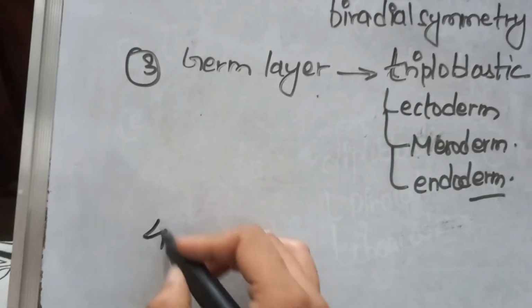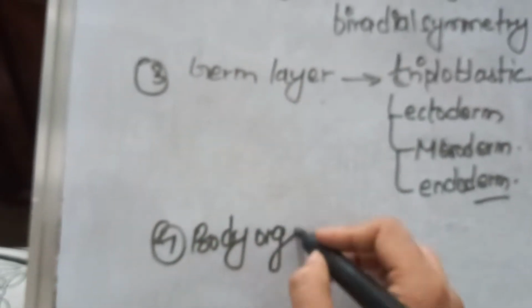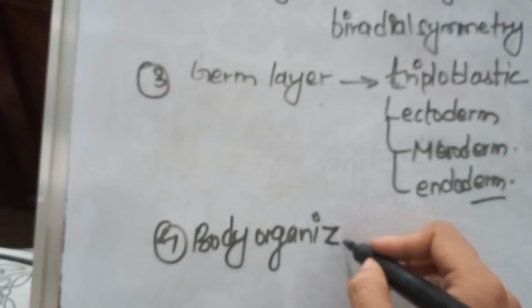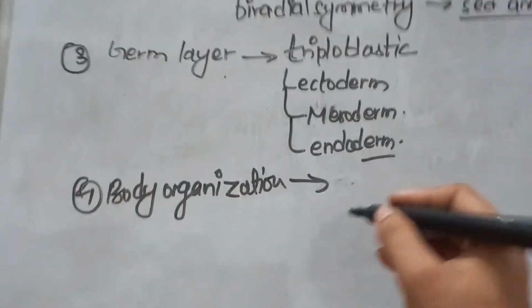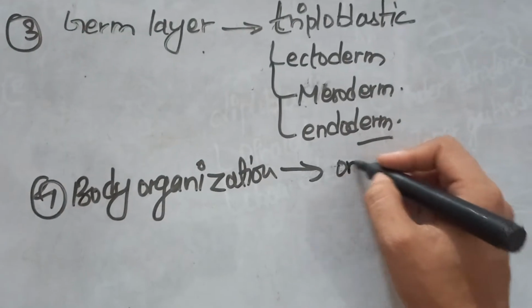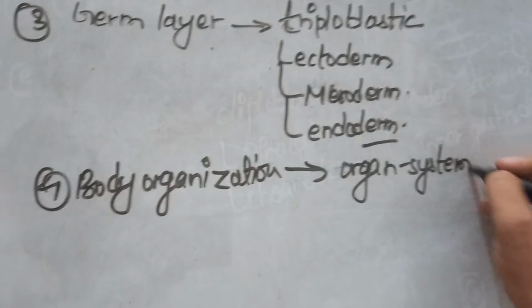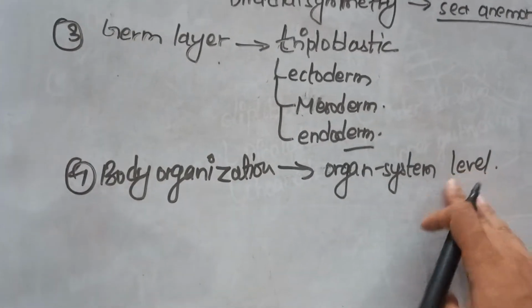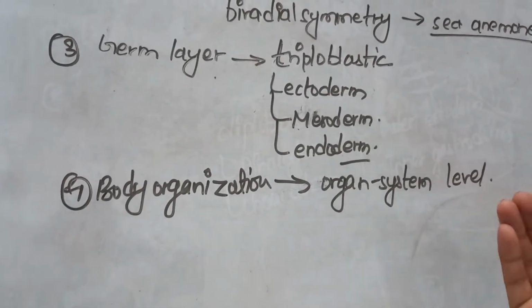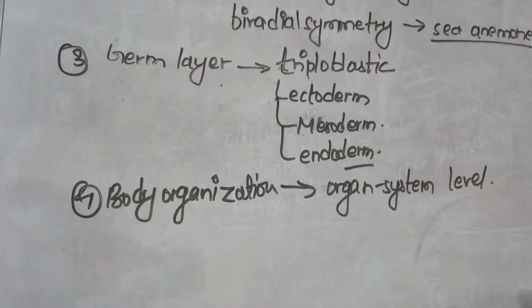Likewise, in number four, body organization. It is the organ system level of body organization. You have learned that Coelenterata is tissue level, and Porifera is cellular.